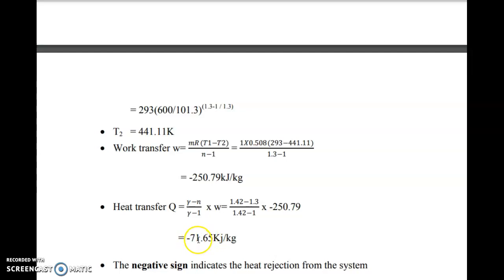Here the negative sign indicates that the heat is flowing from the system to the surroundings. In thermodynamic analysis, whenever heat flows from your system to the surroundings, you have to take it as negative heat. Whenever heat is added into the system, that has to be taken as positive heat. So here the negative sign indicates that heat is moving from the system to the surroundings.